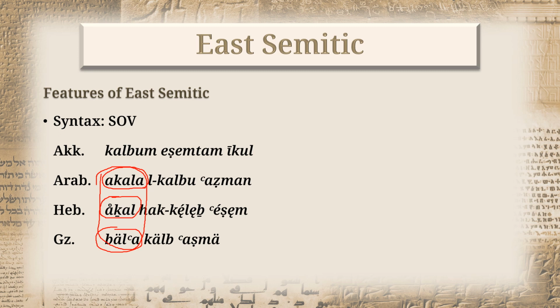But in Akkadian, kalbum, the dog, etzemtam, a bone, ikul, ate, comes at the end. This happened probably under the influence of Sumerian. Because there's been massive language contact between Akkadian and Sumerian, that's why we have this syntax.